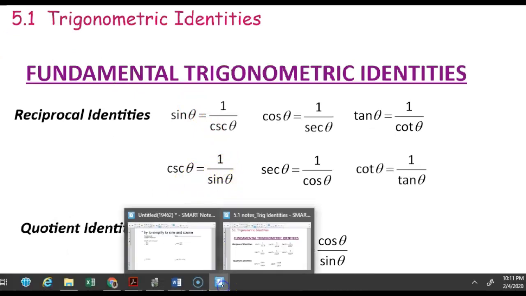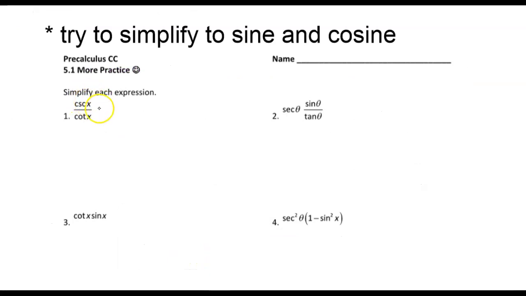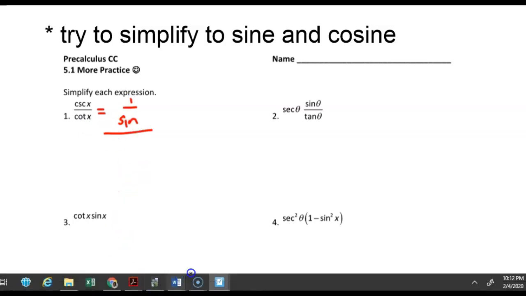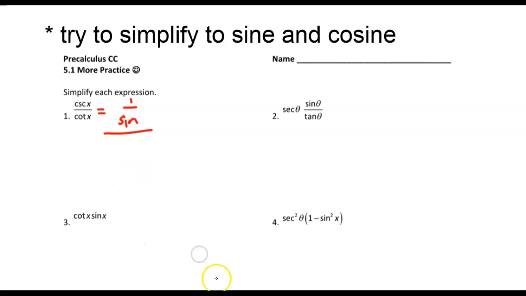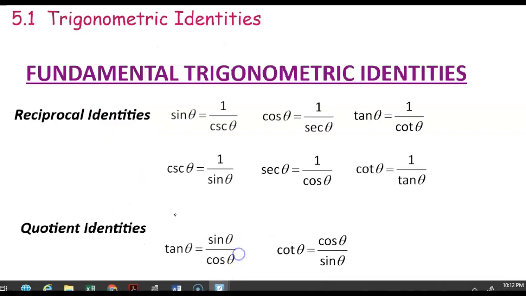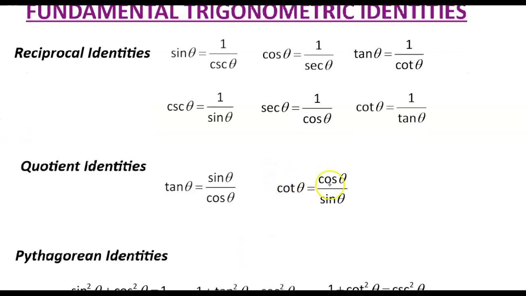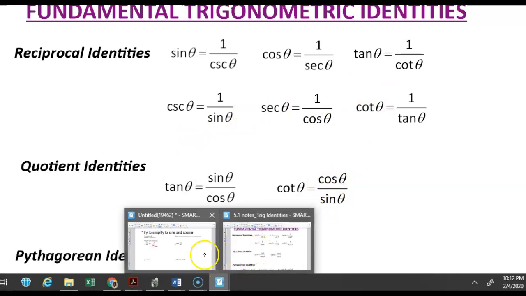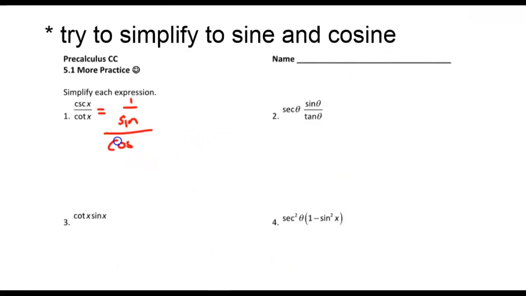So right here, I'm going to rewrite the top as 1 over sine. And then the bottom, cotangent. If I look at the quotient identity, cotangent is cosine over sine. Most of y'all know that. At times, guys, excuse me, I'll forget to write the x.